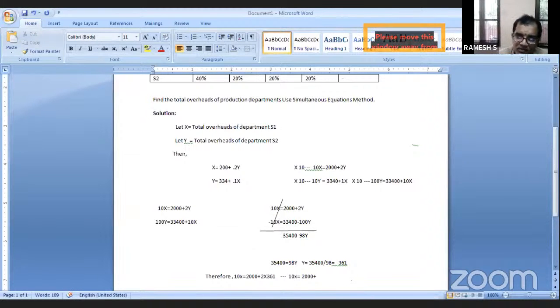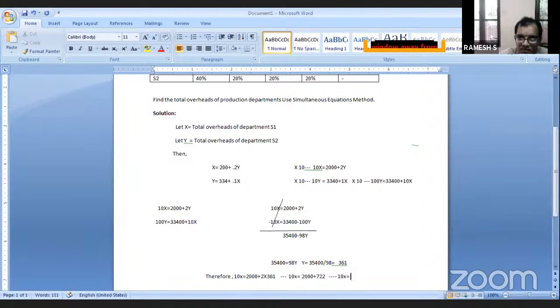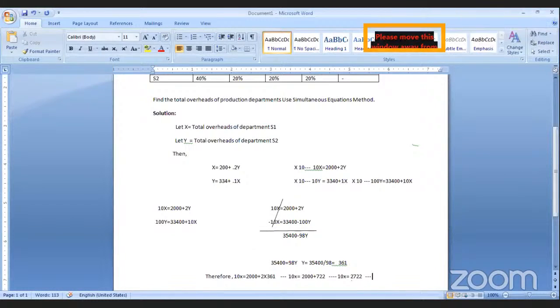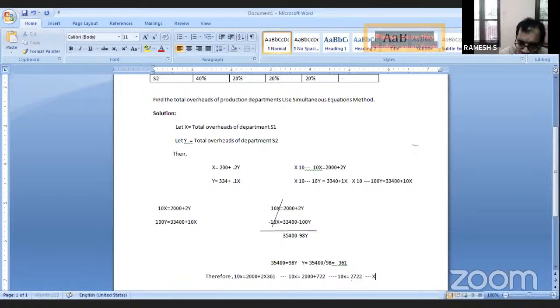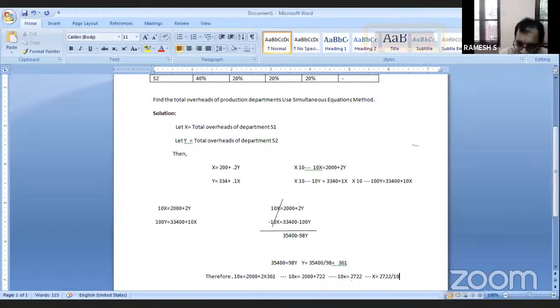How much is it? Is it 722? You please check. 361 into 2. Is it correct? 722? Yes, 2,722, sir. Combinedly 2,722. So therefore it implies x is equal to 2,722 by 10. It will give us 272.